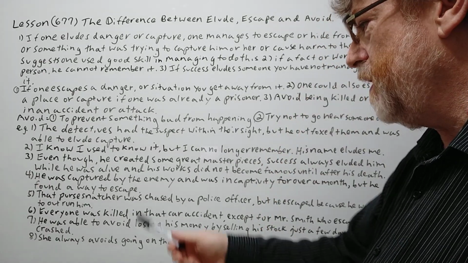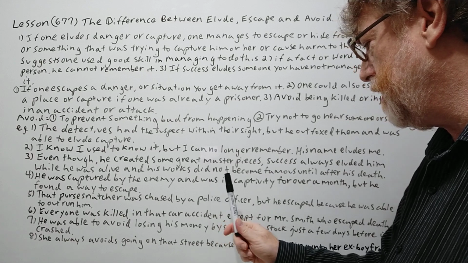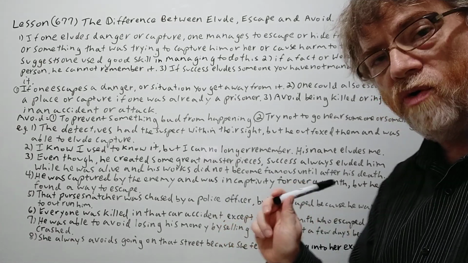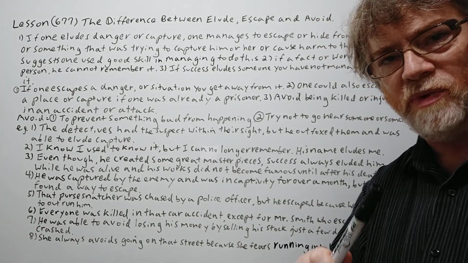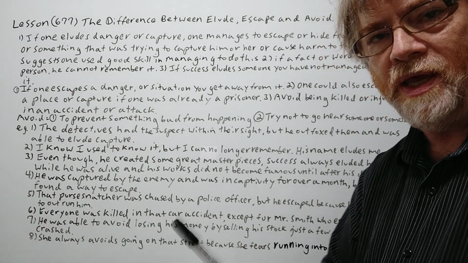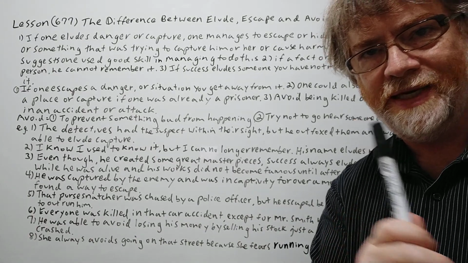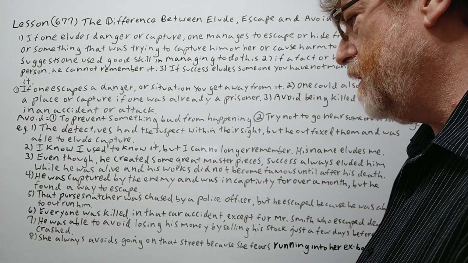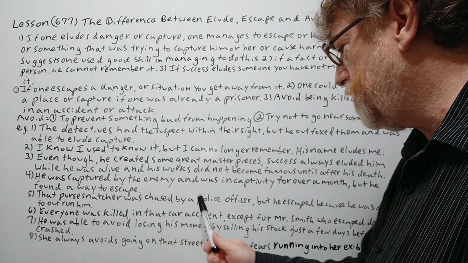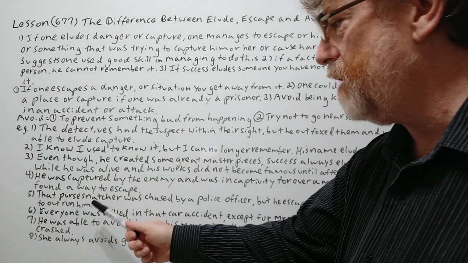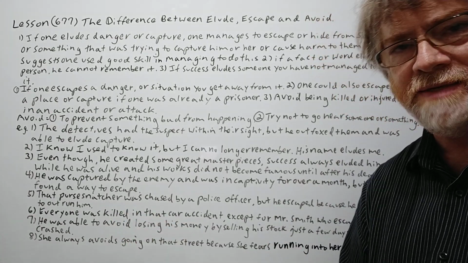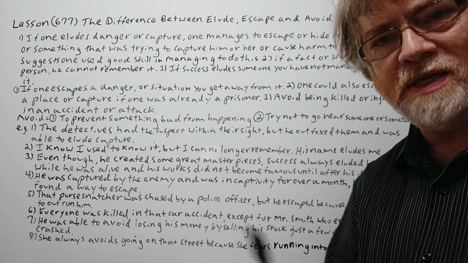All right, number four, he was captured by the enemy and was in captivity for over a month, but he found a way to escape. So especially when you've been captured already and you get away, we'll probably definitely use escape. Number five, that purse snatcher was chased by a police officer, but he escaped because he was able to outrun him. Now, in this case, probably escape is good enough.